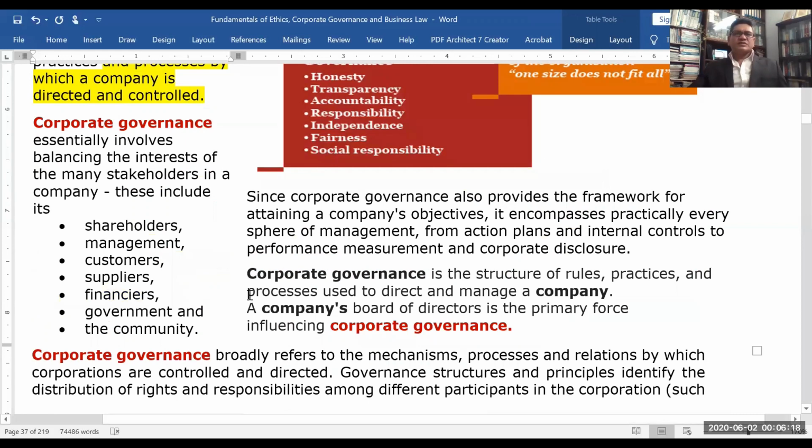Corporate governance essentially involves balancing the interests of the many stakeholders in a company. This includes the shareholders, management, customers, suppliers, financiers, government, and the community. Corporate governance also provides the framework for attaining a company's objectives. It embraces practically every sphere of management, from action plans and internal control to performance measurement and corporate disclosure.